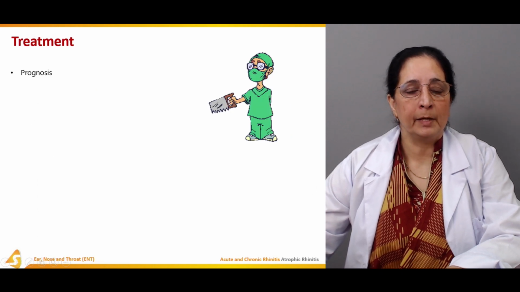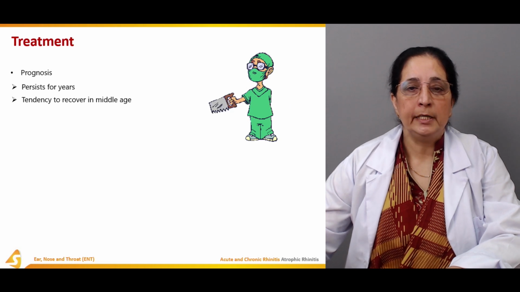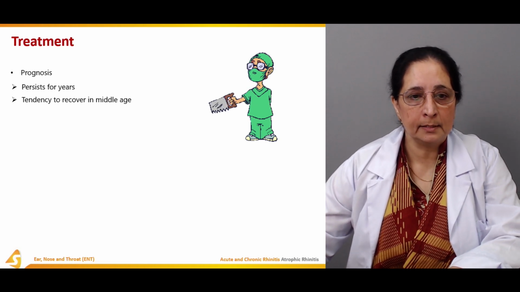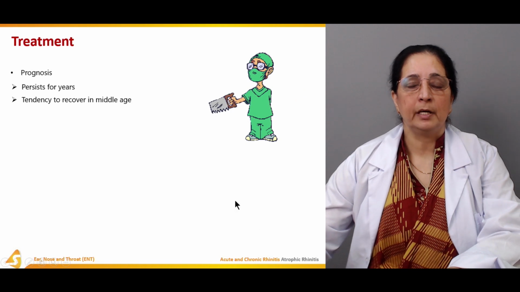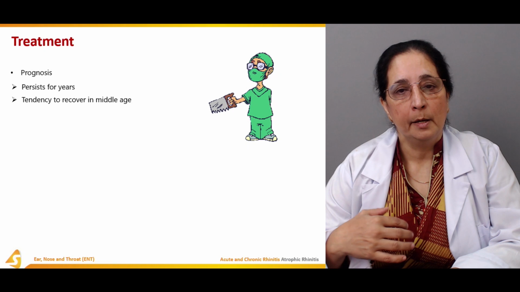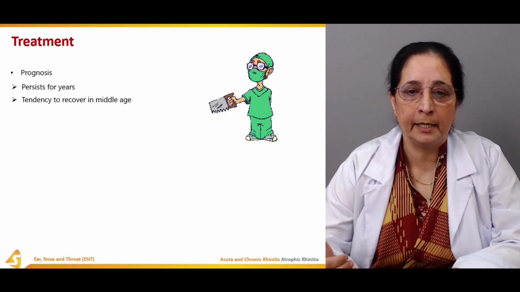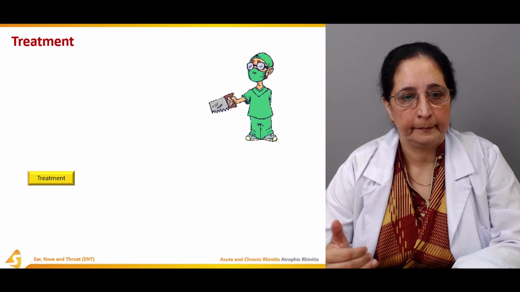Treatment and prognosis of atrophic rhinitis. Usually it persists for years and there is a tendency to recover in middle age. So it is present for a long time and then it usually gets better. There is recovery in middle age.